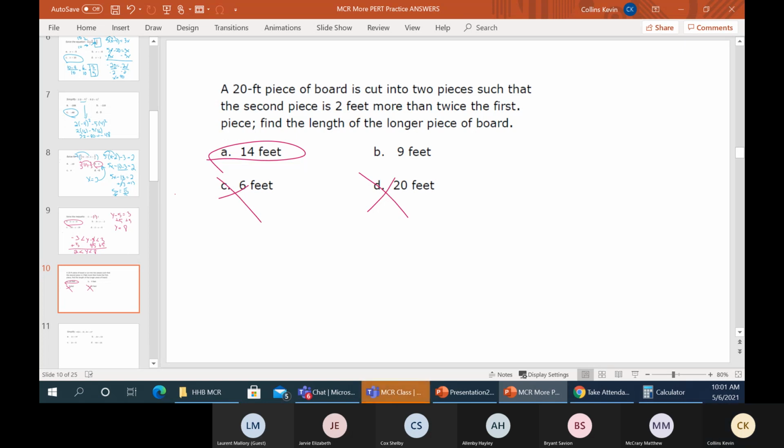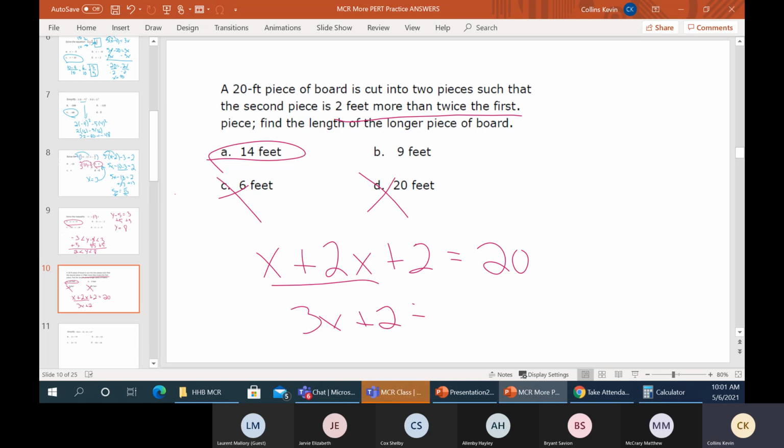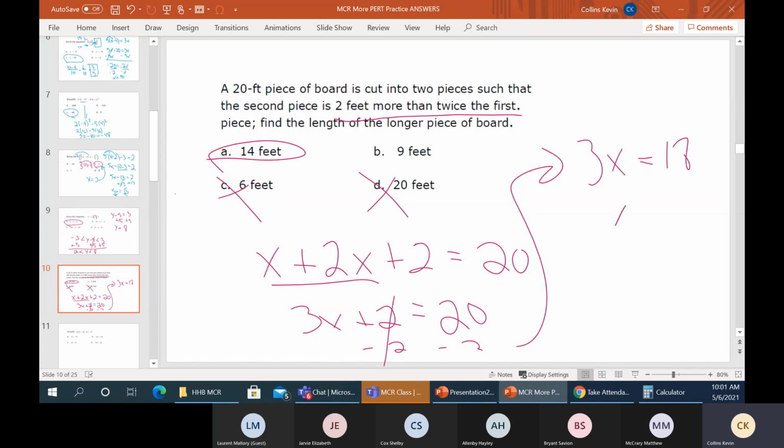If the second piece is 2 feet more than twice the first, the first piece is x. The next piece is twice as big, 2x, plus another 2 feet, and all that has to equal 20. Putting these together, we get 3x plus 2 equals 20. Subtract off the 2, and that gives me 3x equals 18, so x equals 6.